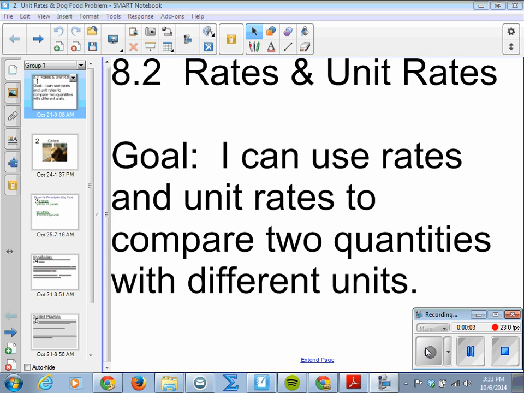Today's lesson is over rates and unit rates. And by the end of this lesson, you'll be able to use rates and unit rates to compare two quantities that have different units. Now, before we get into our lesson, I have a quick story for you.